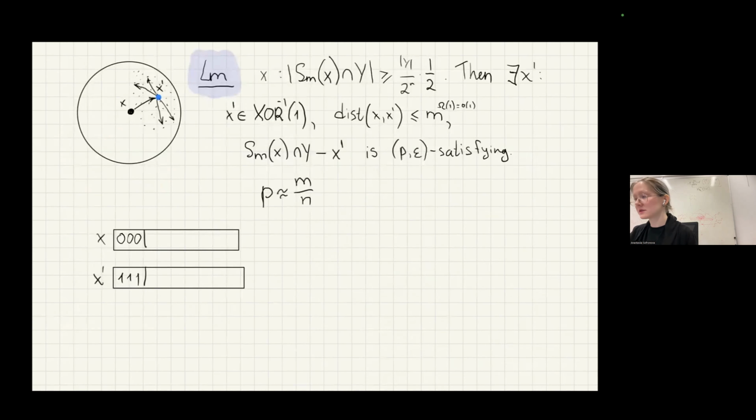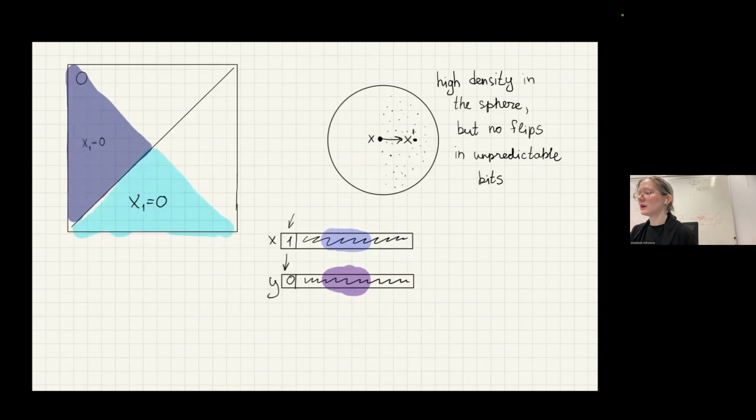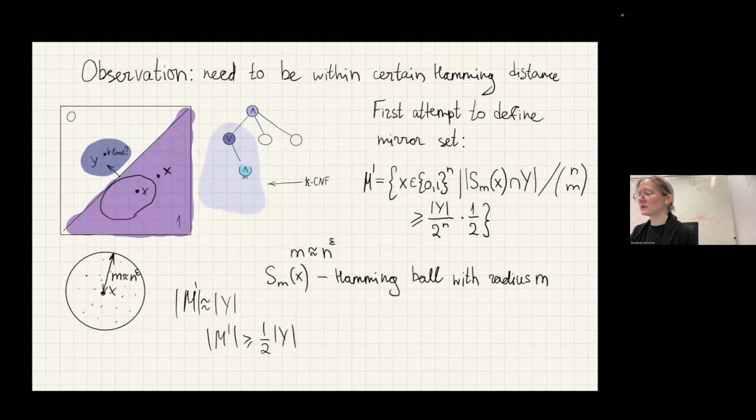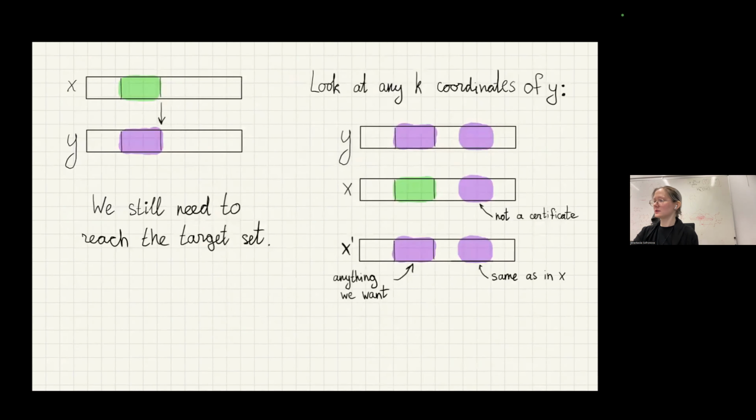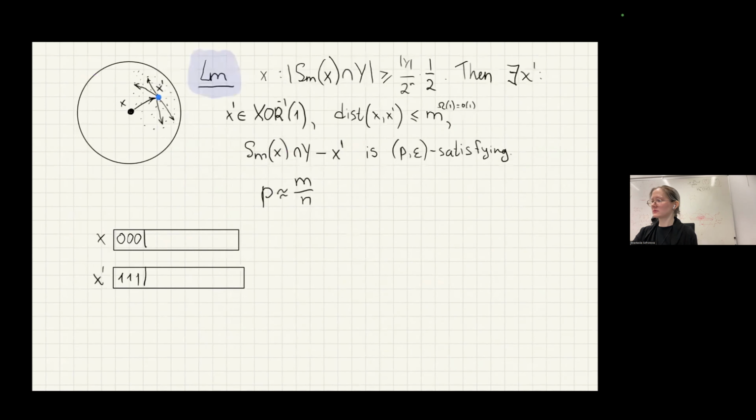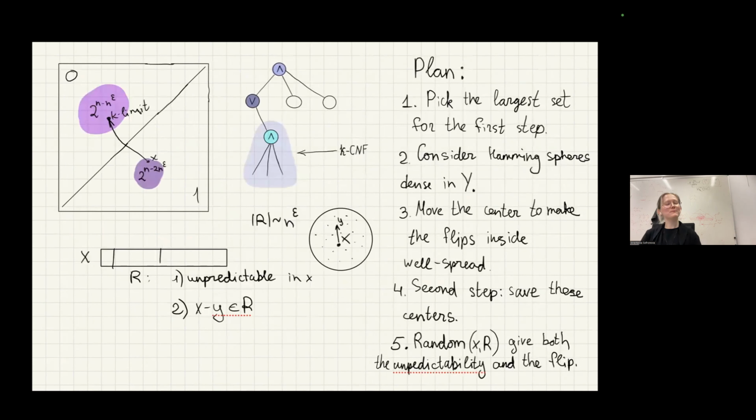Modulo the 2 lemmas, this one, and this one about unpredictability. But other than that, this is how it works. Let me go to the last picture. So any questions?